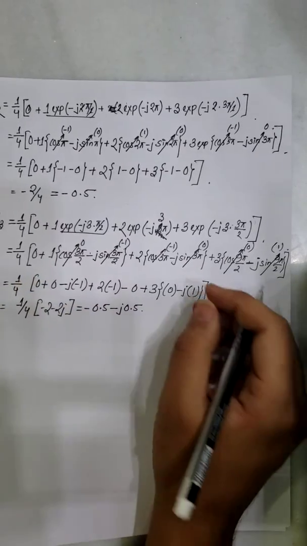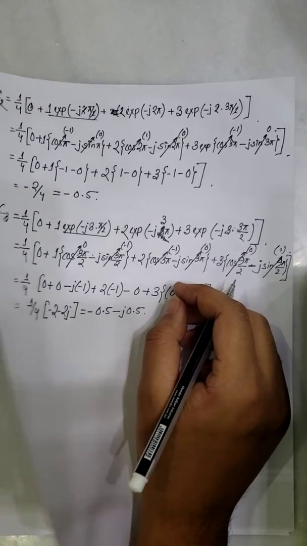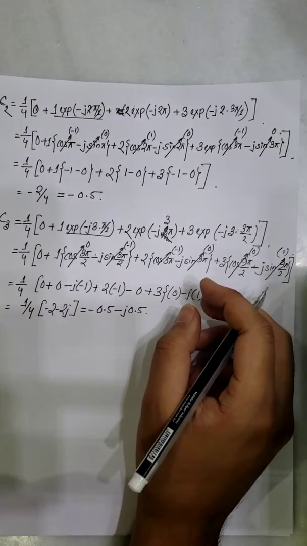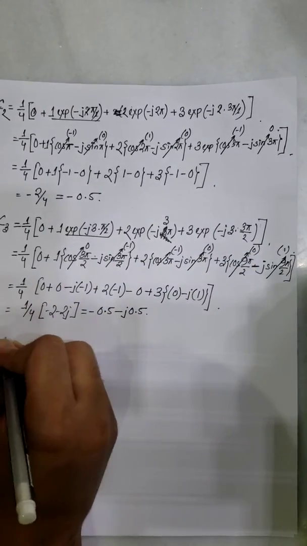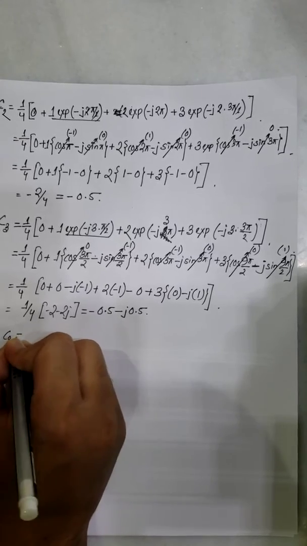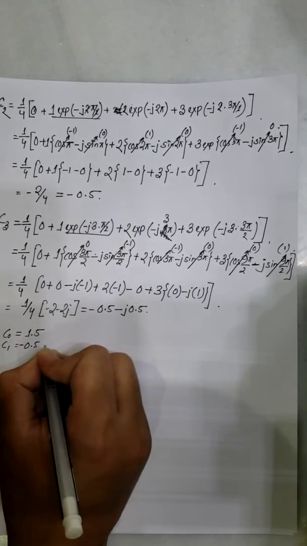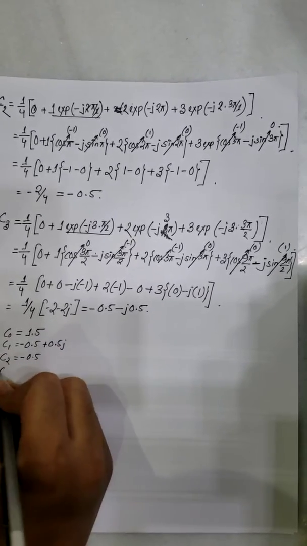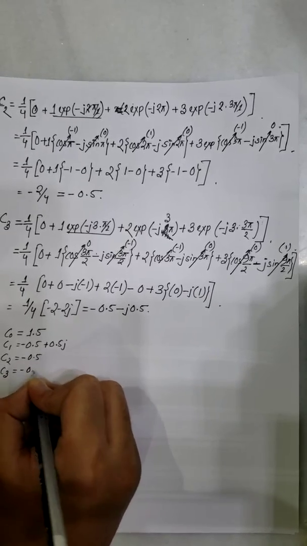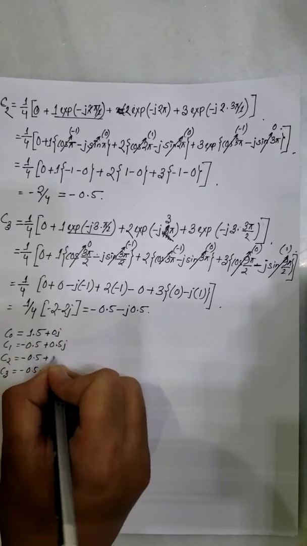So, ladies and gentlemen, after some tedious and rigorous mathematical calculations, we were able to determine all the Fourier series coefficients of the given signal. All that is left to do now is determining the magnitude and the arguments in order to determine the magnitude and the phase spectrum. So, in summary, we got C0 to be equal to 1.5, C1 negative of 0.5 plus 0.5j, C2 to be negative of 0.5, C3 to be equal to negative of 0.5 minus 0.5j. This can be written as plus 0j plus 0j.